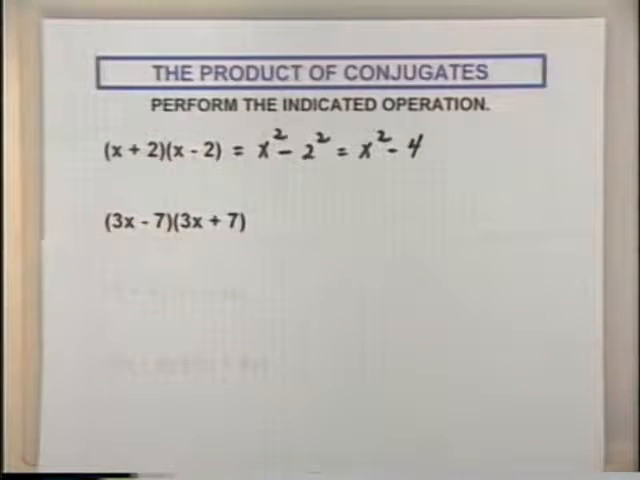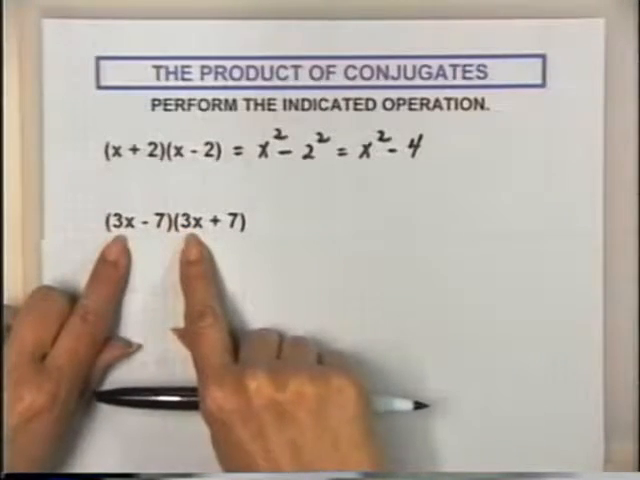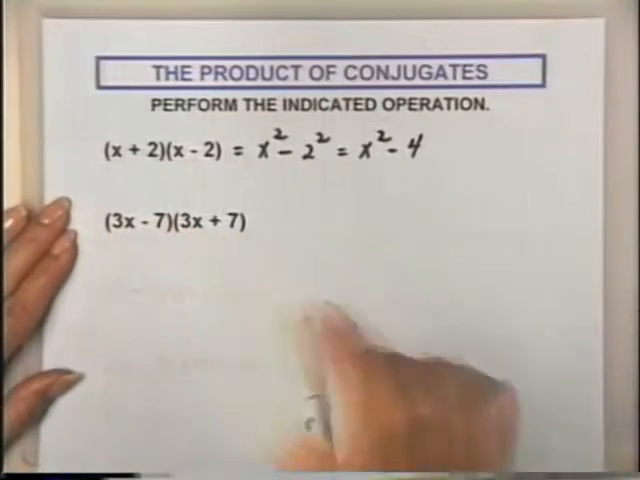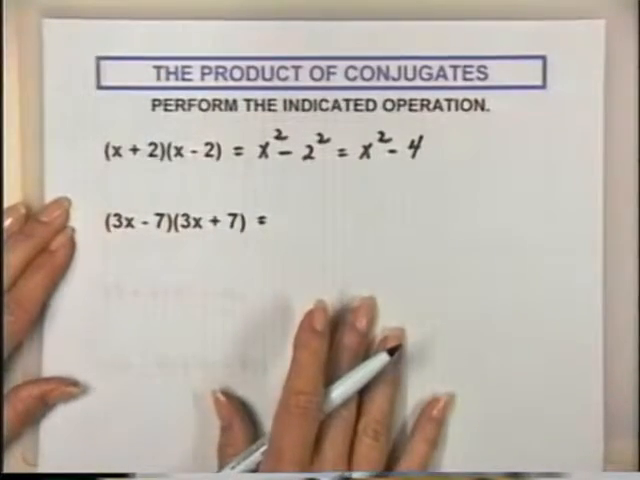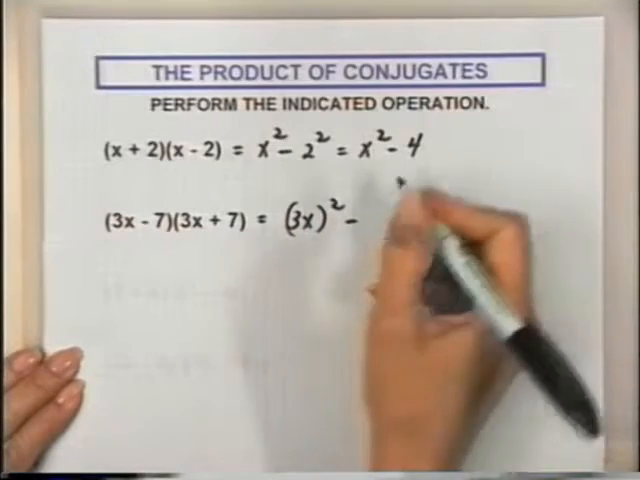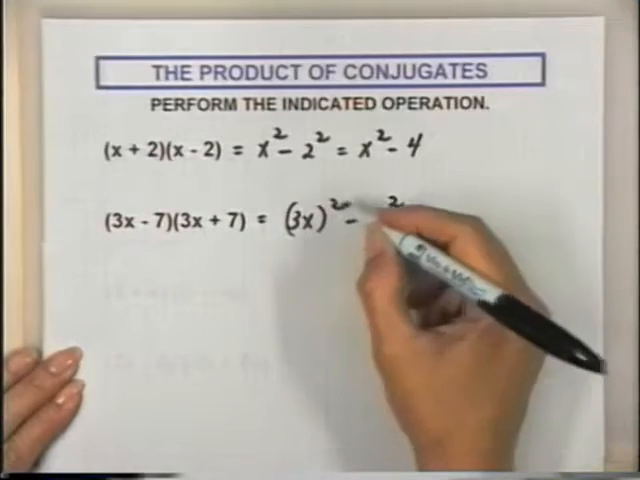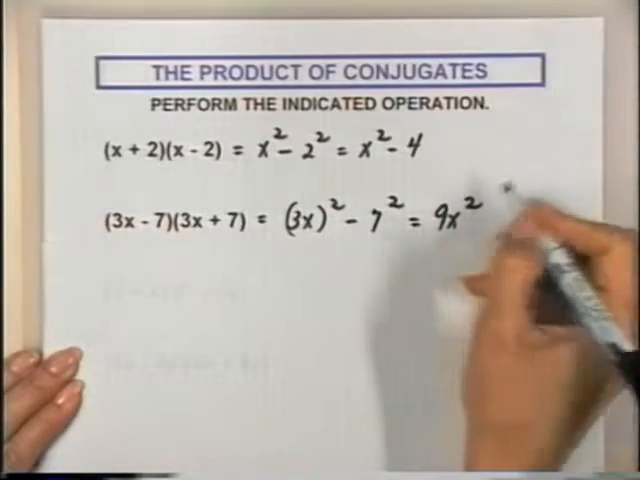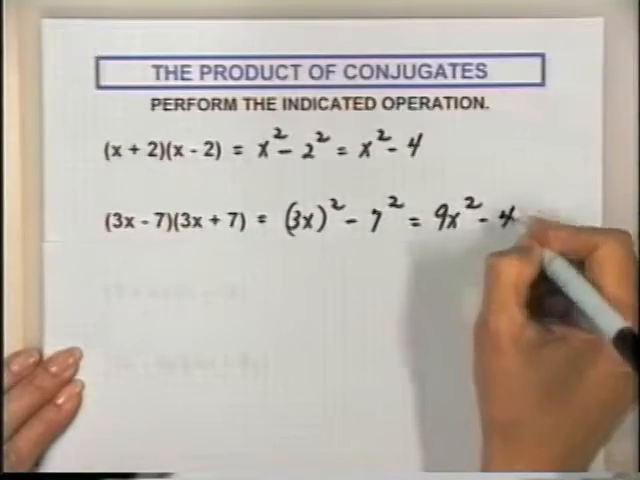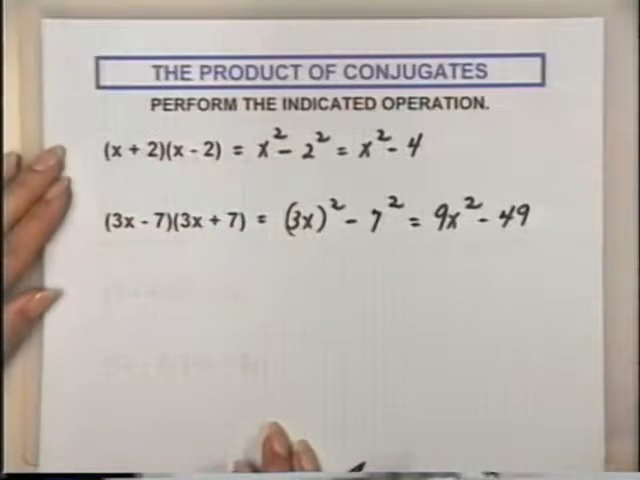Next, 3x subtract 7 times 3x plus 7. I am multiplying binomial conjugates, same first term, opposite second terms. I may square the first term, subtract the square of the second term. 3x squared is 9x squared, subtract 7 squared is 49. Notice in each case I am getting the difference of 2 squares.